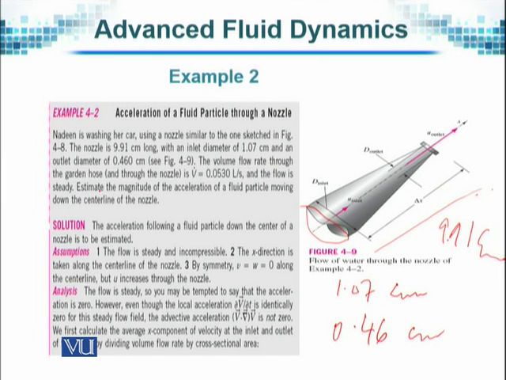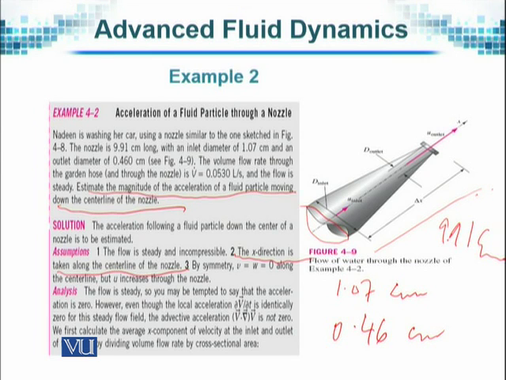We are asked to estimate the magnitude of acceleration moving down the central line. So the flow is taking place on the central line, therefore the x direction is taken along the central line, as shown here by the dots. And by symmetry, there is no motion taking place in the y and z directions, or theta and z directions. So the velocity components v and w will be 0, and only u is non-zero.